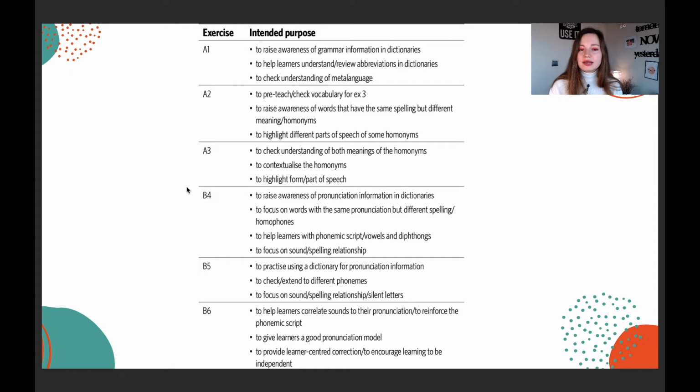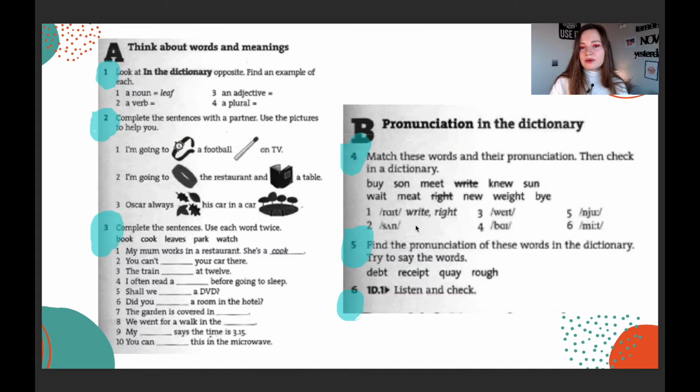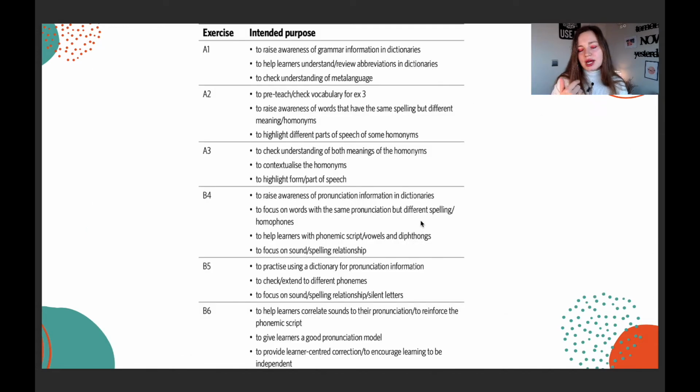You can see that B4 has a lot of different purposes, a variety, and you can pick one or another, whichever you like. Let's have a look. All right, B4. It's over here, pronunciation in the dictionary. Students are expected to match these words and their pronunciation. Good. So then they check it with the dictionary. The purpose of B4 is to raise awareness of pronunciation information in dictionaries, to focus on words with the same pronunciation but different spelling, homophones.